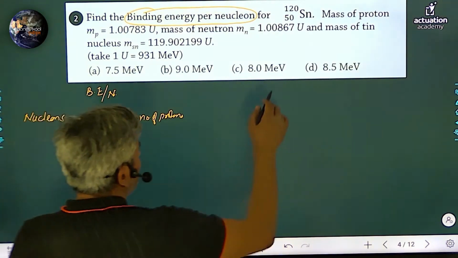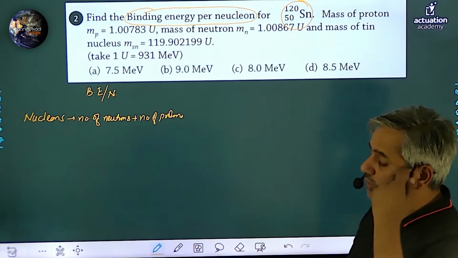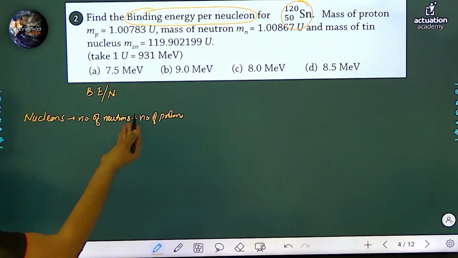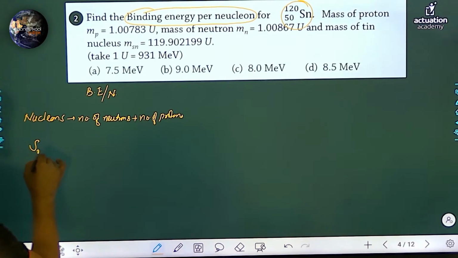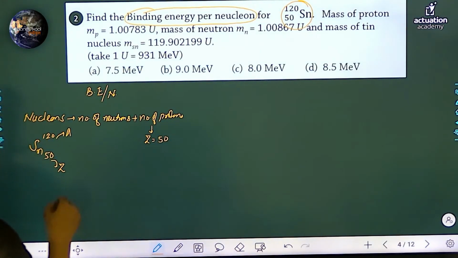The atom given is tin, which is Sn 120 50. So let's find the number of nucleons, neutrons and protons here. For the given nucleus Sn 120 50, A is the mass number and Z is the atomic number, which is 50. This atomic number Z gives us the number of protons, so Z is equal to 50. The number of nucleons is the total of neutrons and protons, which is 120 here.